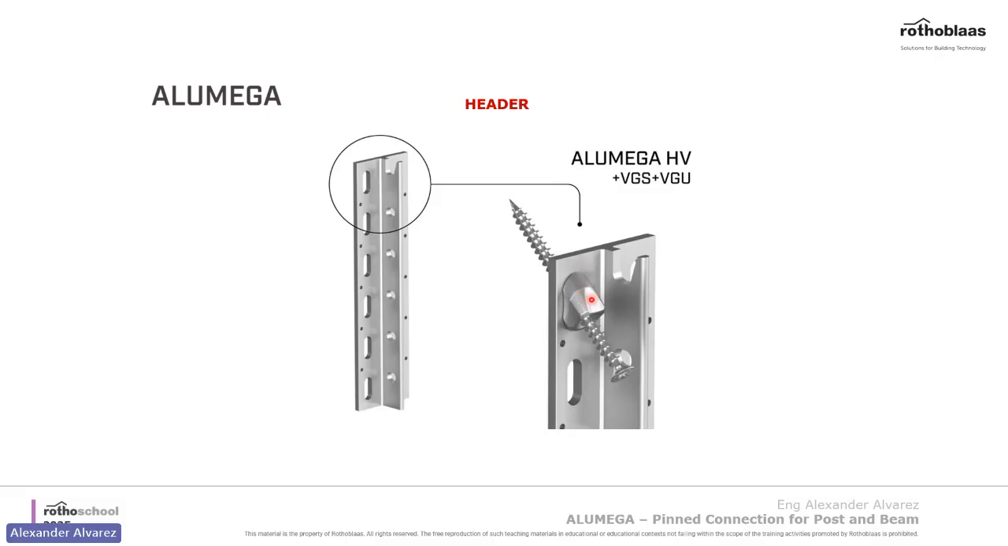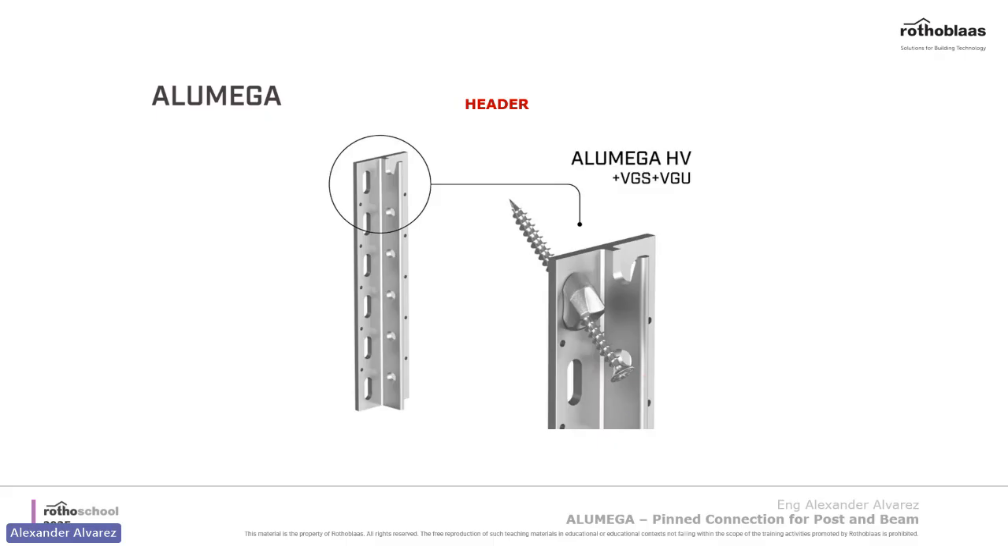As you can see here, this is the Alumega HV. We are actually introducing a newer version of this, where we're trying to make sure that in the new version, you don't need to use these washers around here. There's already a pre-washer inside the metal hanger. So you will see the slot will be inclined, so it can help guide the VGS screws into the wood. So just keep an eye out for a new version of our Alumega HV.